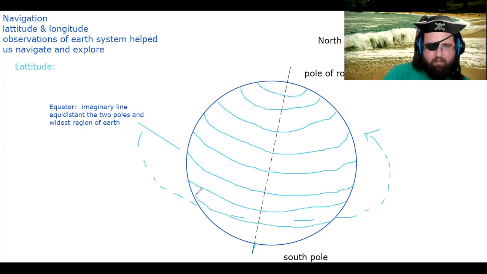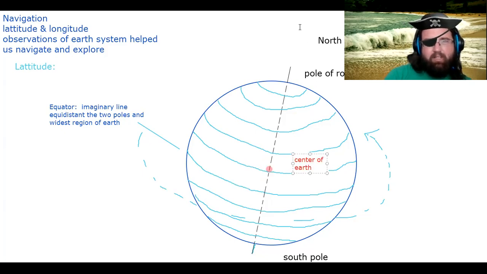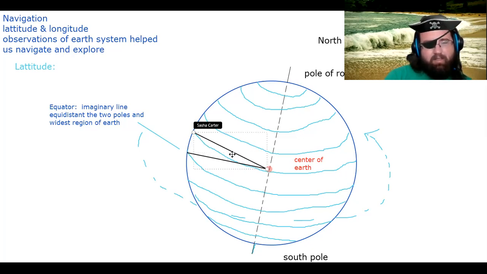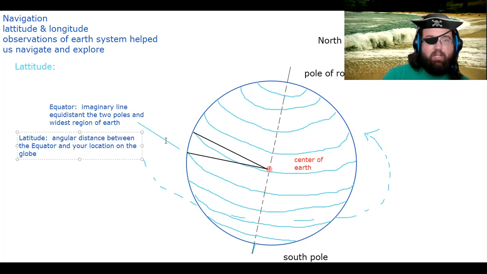you can imagine some point at the center of the Earth. So once you have a center of the Earth, then you can draw an imaginary line between the center of the Earth and the equator. And then a second imaginary line between the center and any of these other parallel circles on the Earth's surface. And then the angle between these two lines would be the latitude.